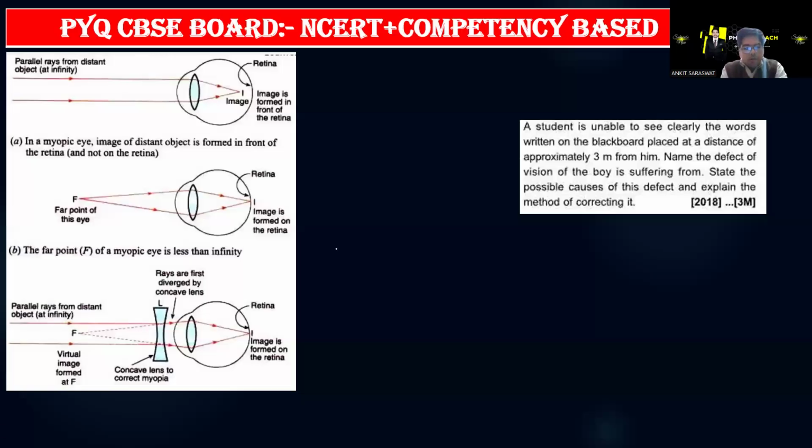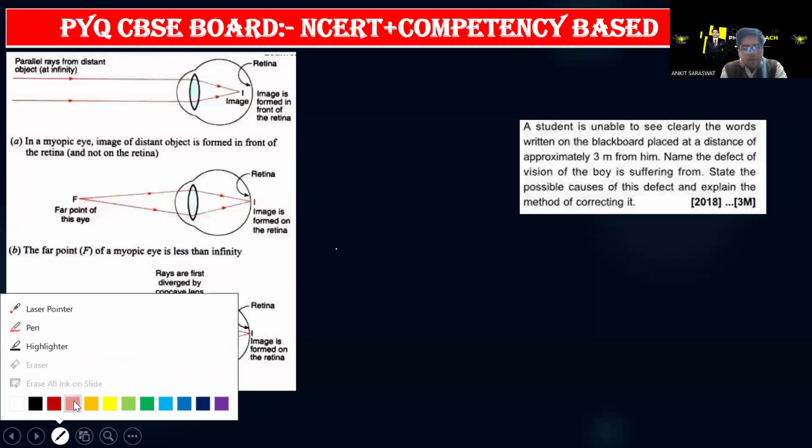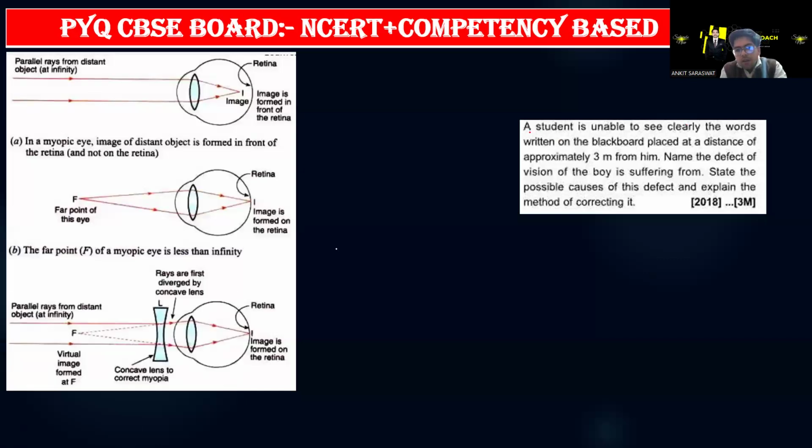So, hi everyone. Just look at this question. Read the question first. A student is unable to see clearly the words written on the blackboard, placed at a distance of approximately 3 meters from him. Name the defect of vision the boy is suffering from. State the possible cause of this defect and explain the method of correcting it.